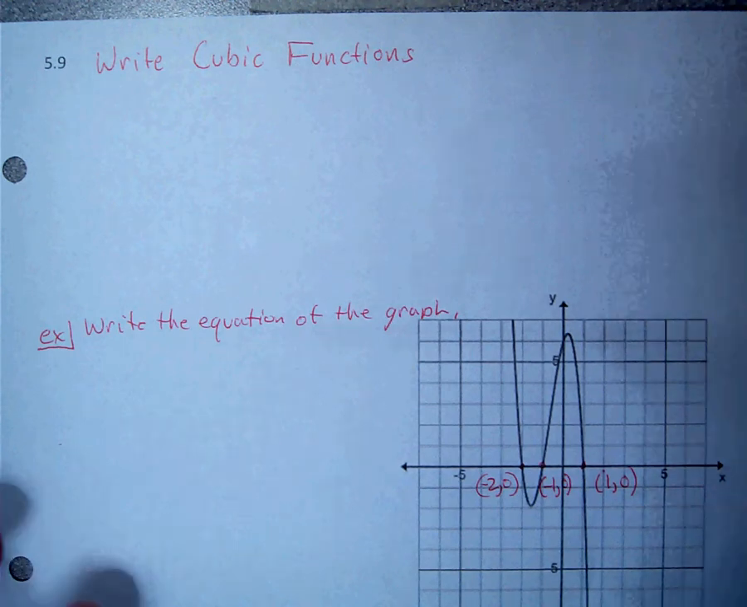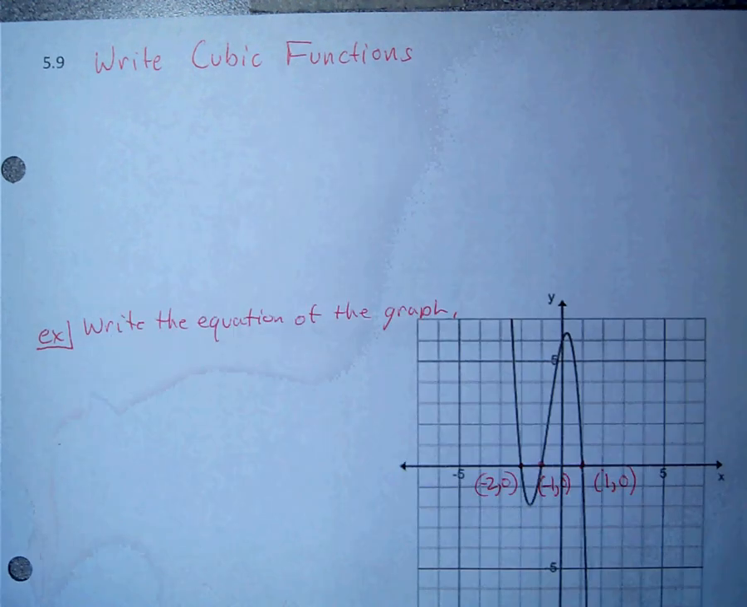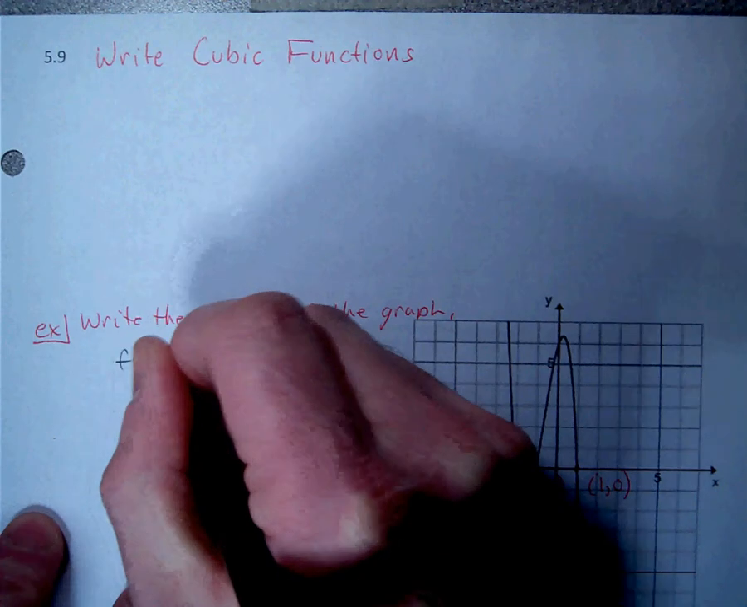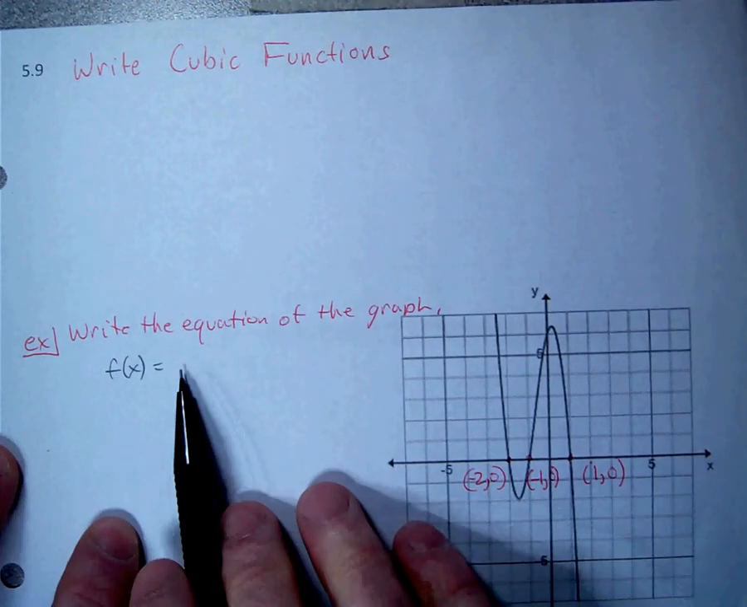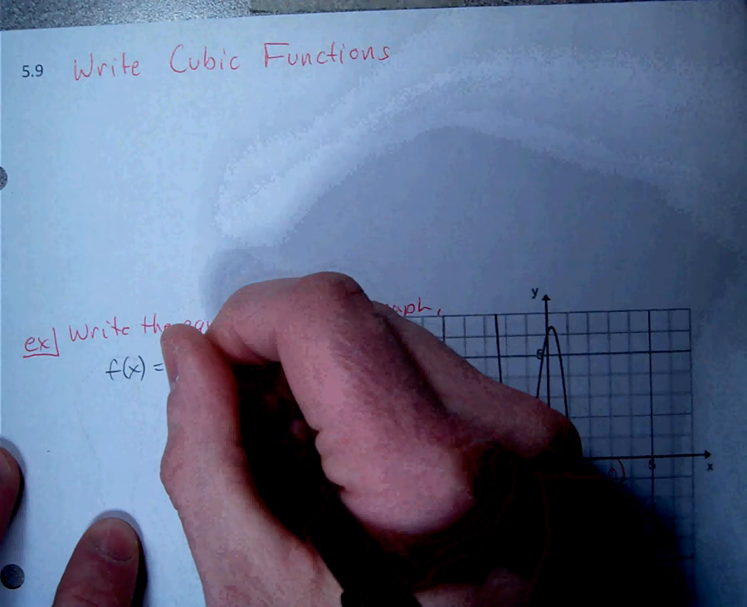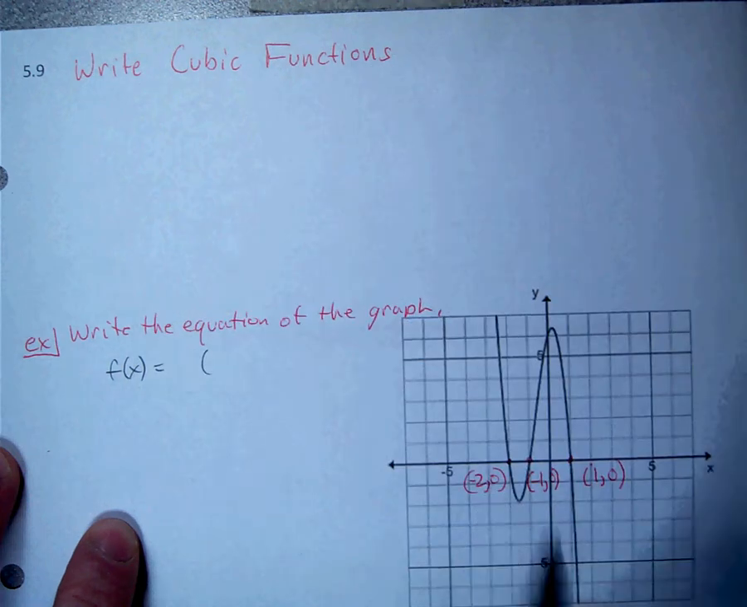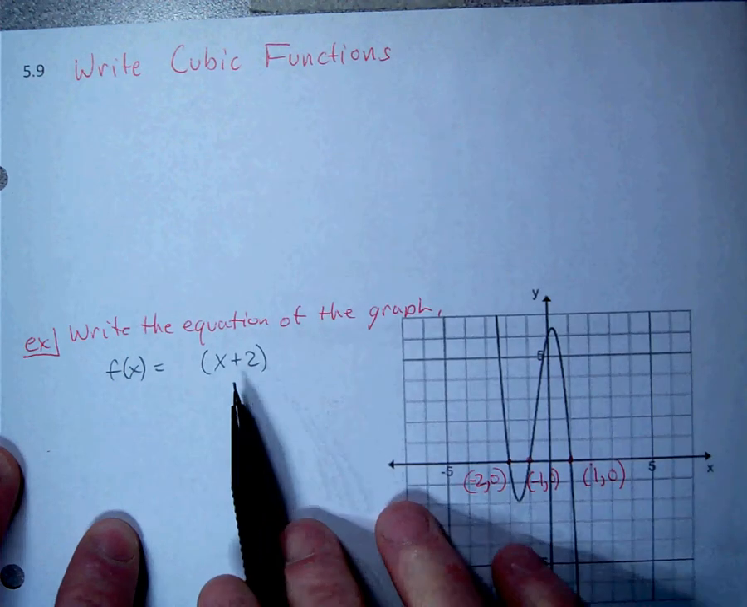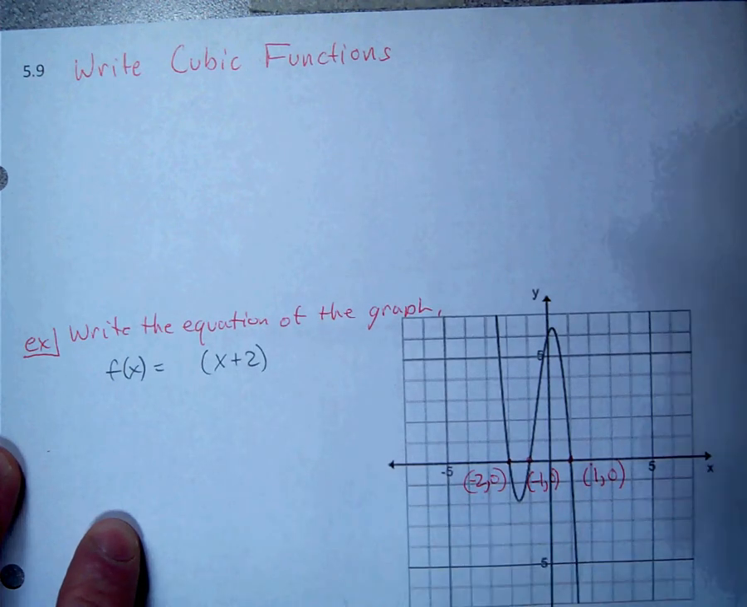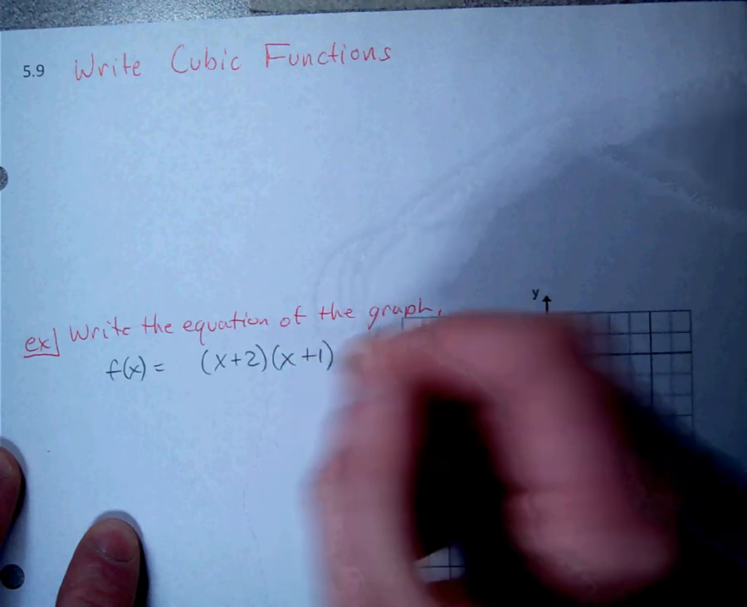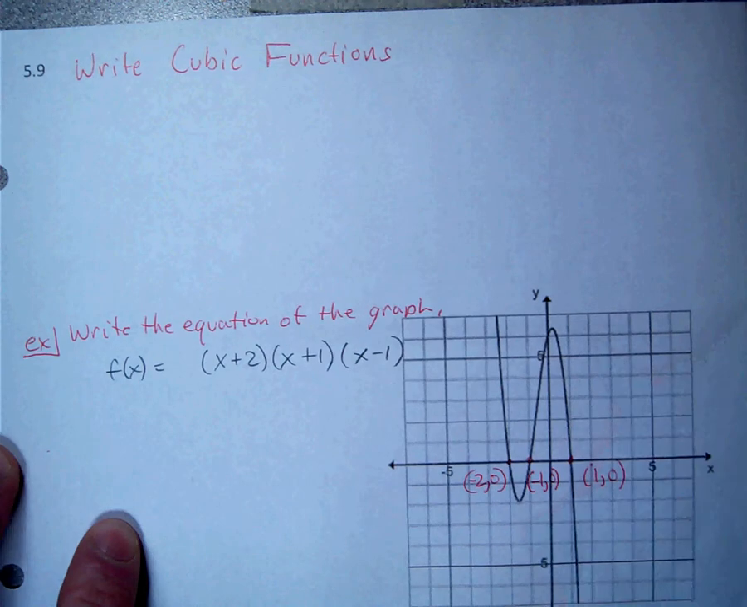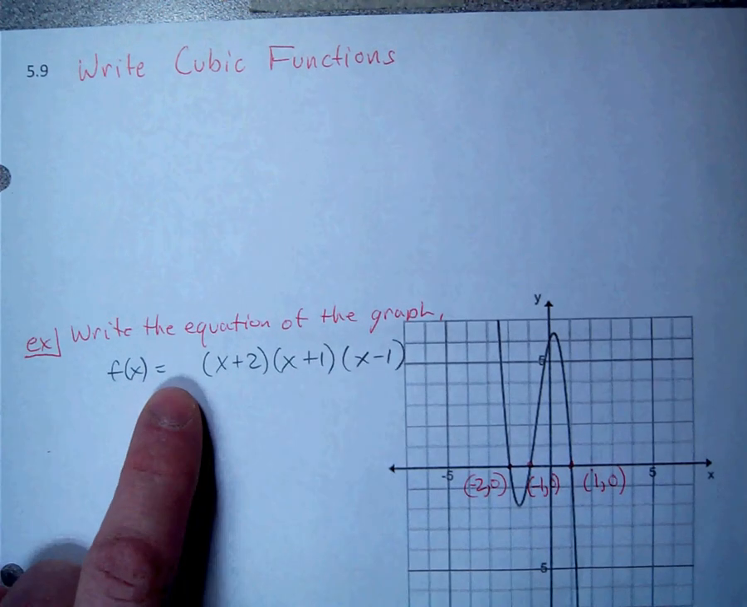Now from that, you can start to write an equation. Let me get a pencil real quick. So you can write f(x) equals, leave a little bit of space here, but you can write your factors. You can say x plus 2, that would be the factor that comes from that zero. x plus 1 and x minus 1. But I left a little bit of space here for a reason.